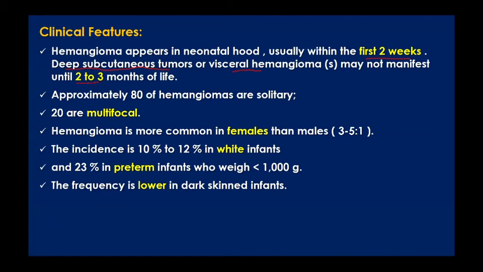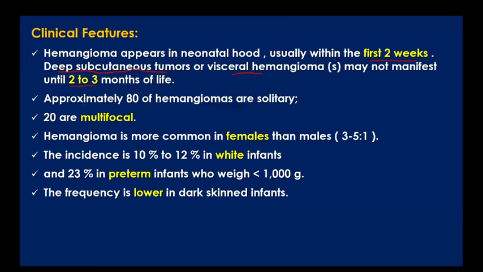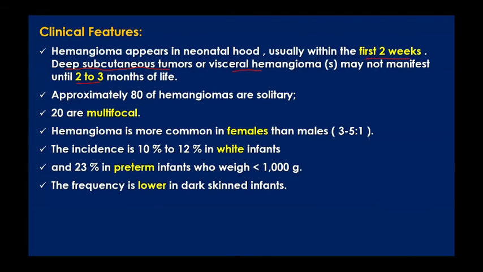Meaning it starts to appear in the first two weeks after the child's birth, and it increases during the second and third month. 80% are solitary, usually solitary. 20% are multifocal, with many causes. It is more common in females, about 3 to 5 females to 1 male. The incidence is higher in white infants than darker, and usually more in preterm infants weighing under 1 kilogram.